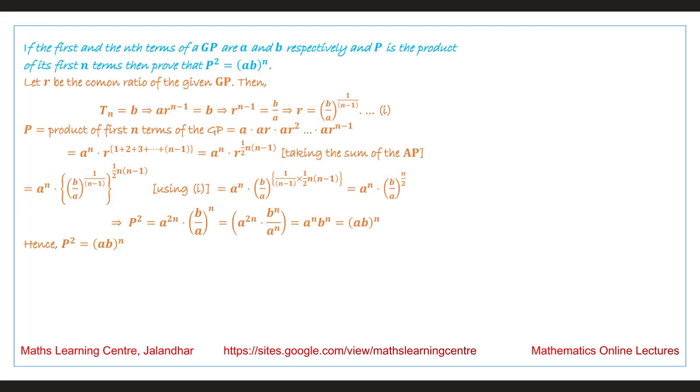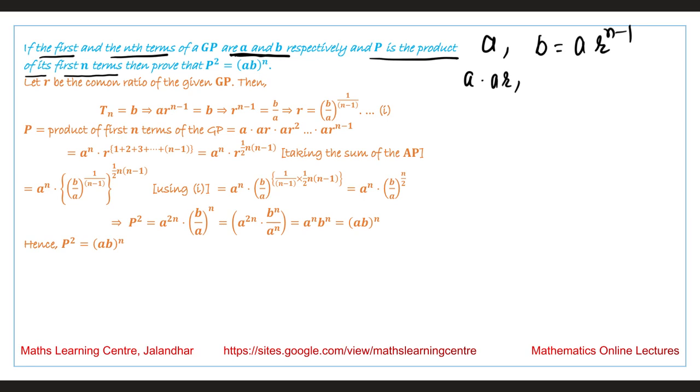Next is, if the first and the nth term of the GP are a and b. So the first term is a and the nth term we are saying is b, so b is equal to a r raised to the power n minus 1, where the common ratio is r, and P is the product of its first n terms. So if the first term is A, second term is AR, next term, we are multiplying, AR square, so on up to AR raised to the power n minus 1, and we are saying that the product of all these terms is equal to P.